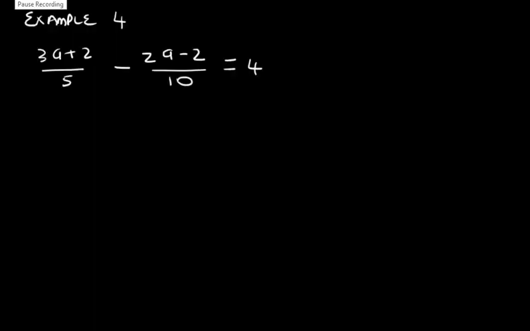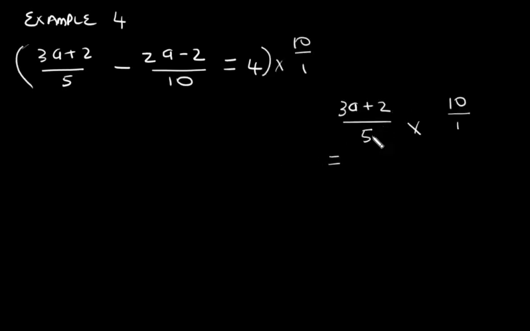Let's look at example 4. (3a plus 2) divided by 5 minus (2a minus 2) over 10 is equal to 4. What's our LCM? Our LCD is 10. So we need to multiply the entire expression out by 10. (3a plus 2) over 5 times 10 over 1. 5 divides into itself one time, and it divides into 10 twice.